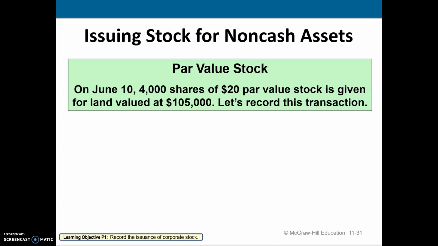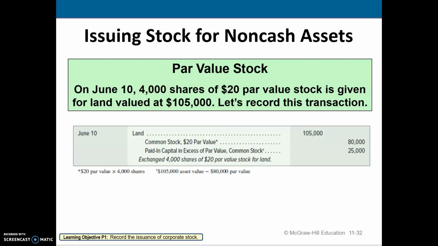So here we have an example. They issued 4,000 shares of $20 par value stock to acquire land. They're buying land for $105,000. So we record the land at its cost, $105,000, but our credit to common stock, as we said, is always the number of shares times par.